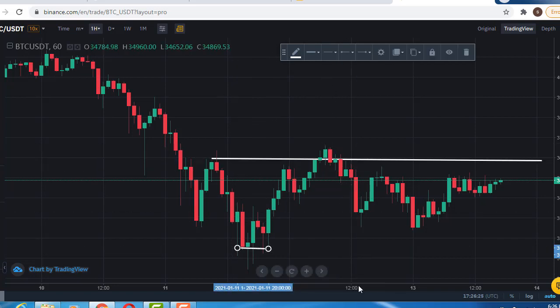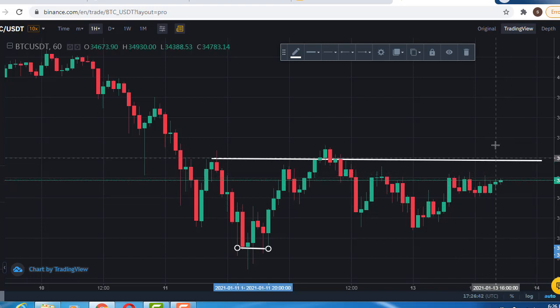This was the last lower low, but the market does not form another lower low again. We see the market move back to this point, come back down, come back up, move here, and the market starts consolidating at this point. We see a little consolidation.